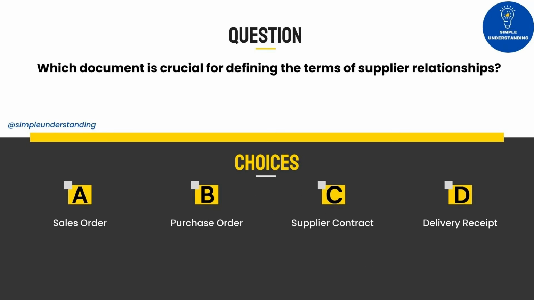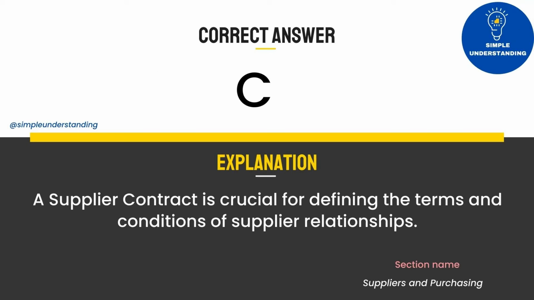2. Which document is crucial for defining the terms of supplier relationships? A. Sales order. B. Purchase order. C. Supplier contract. D. Delivery receipt. Correct answer: C. Overall explanation. A supplier contract is crucial for defining the terms and conditions of supplier relationships.